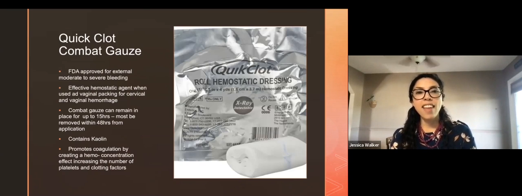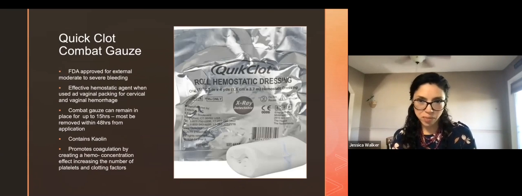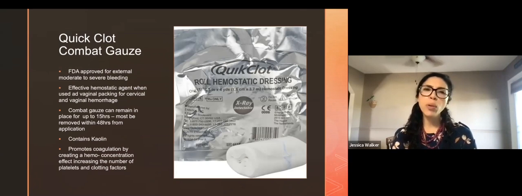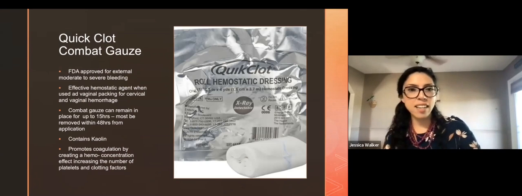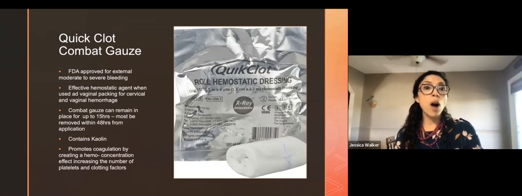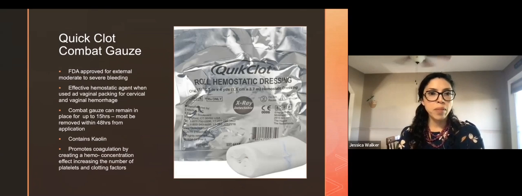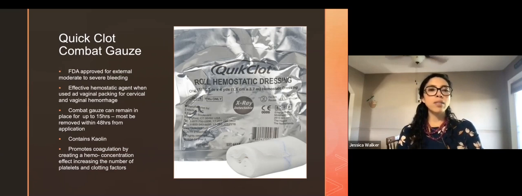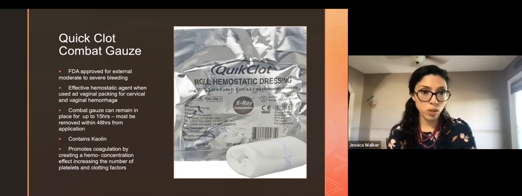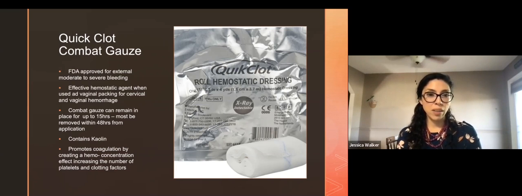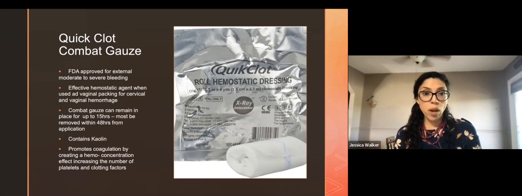Another agent that we have used only once, Dr. Ruddles and I, we used that QuikClot a couple of years ago, and I've never seen it again. Nobody apparently can find it, but this is used for moderate to severe bleeding, for sure. It's external use only. You don't use it for abdominal surgeries. Mostly for cervical vaginal hemorrhage. This gauze can remain up to 15 hours, but sometimes up to 48 hours has been recorded. It's basically a plain gauze soaked in kaolin, and it promotes coagulation by concentrating the number of platelets and clotting factors in the area.